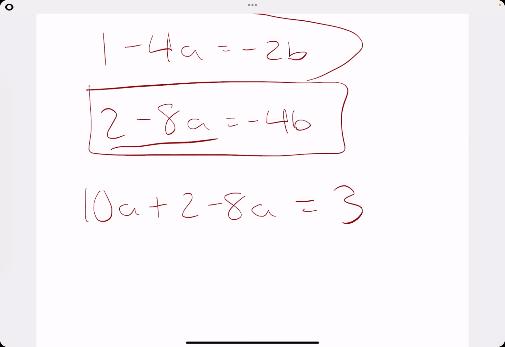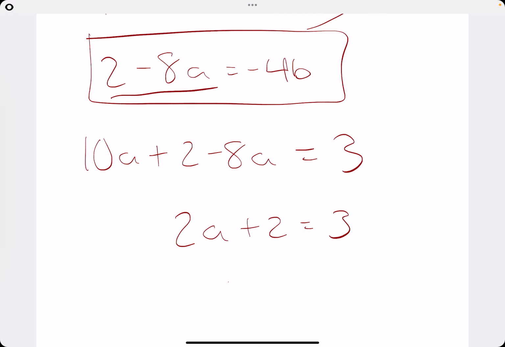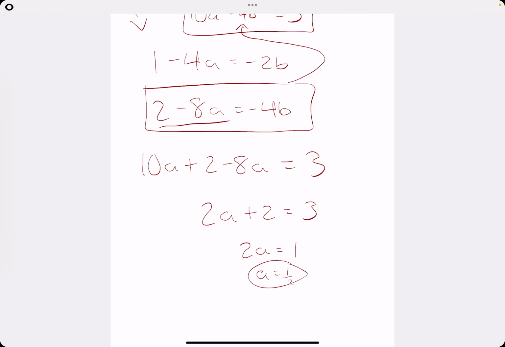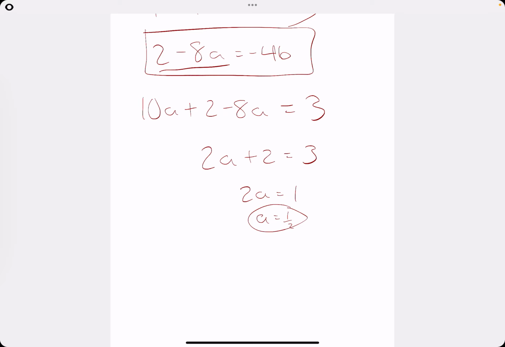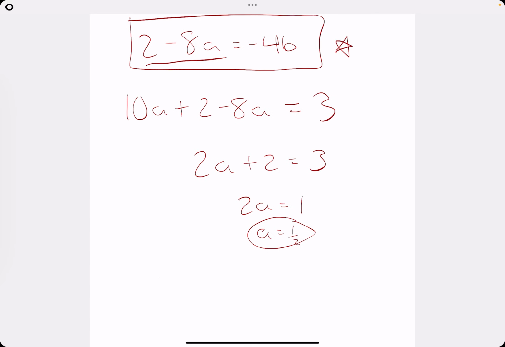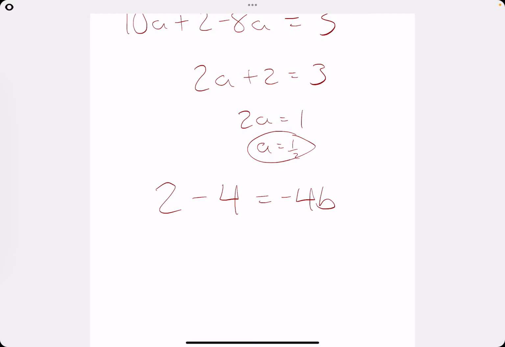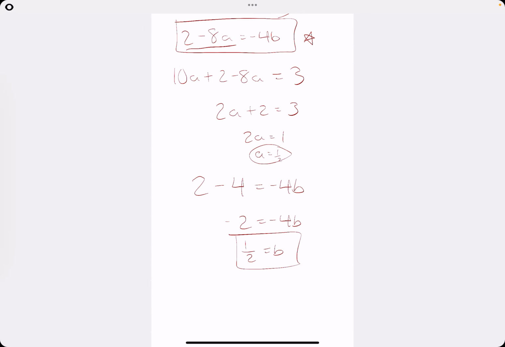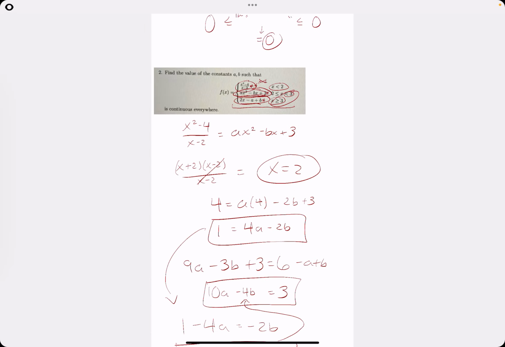Yeah. So now we can solve for a. We can drop the parentheses. 10 minus 8 is 2. Subtract the 2. A is equal to 1/2. Now we solve for b by plugging it into any equation. Let's do this one here. 2 minus 8 times 1/2, so 2 minus 4 equals negative 4b. That means negative 2 is equal to negative 4b. That means 2 over 4 is 1/2. And b is equal to 1/2 as well. So I believe a and b are both equal to 1/2 if I did all my calculations correctly.